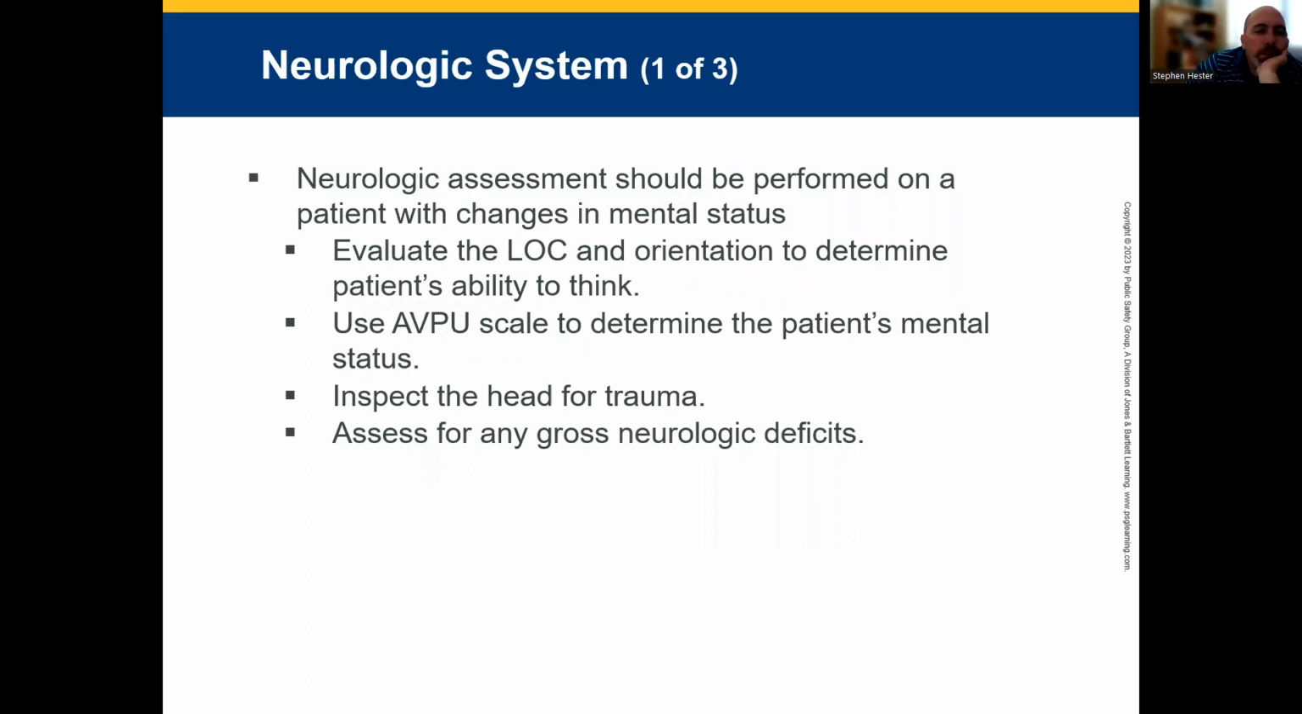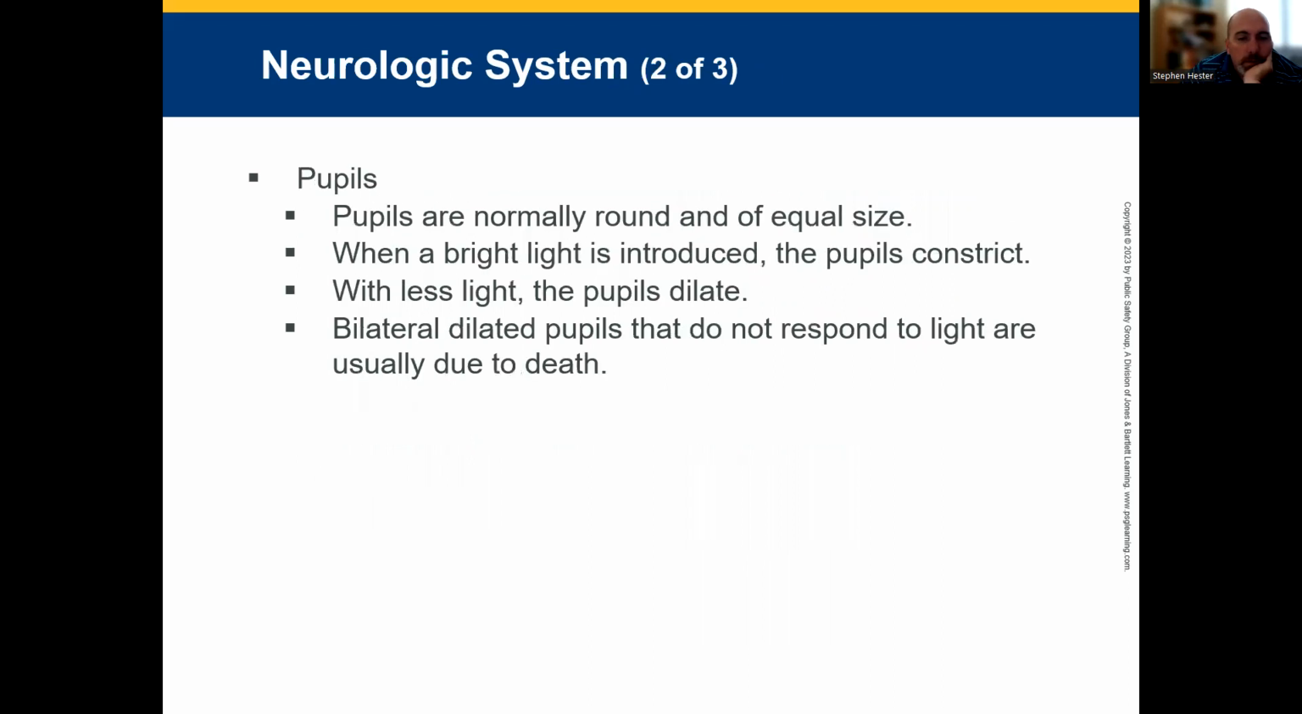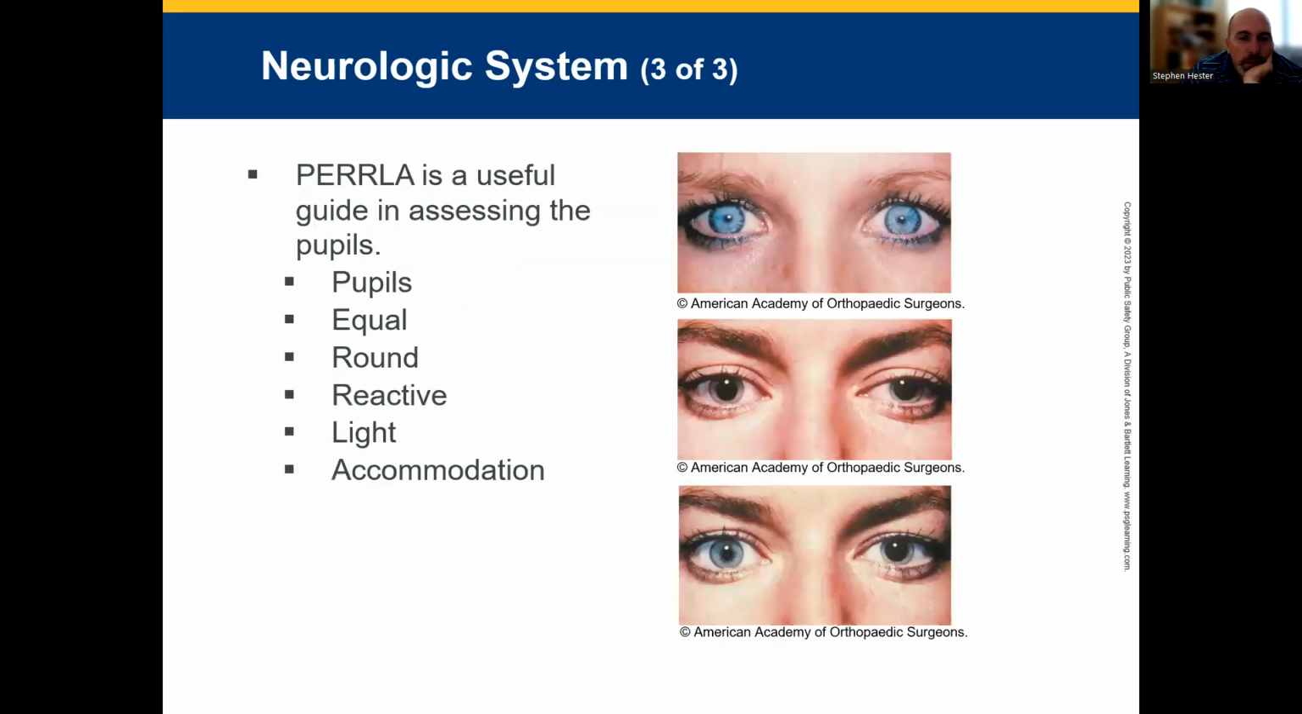All right, with your neurological system, you want to be able to assess, evaluate the level of consciousness and orientation. Use the AVPU, put in the GCS. Pupils are equal and reactive, one constricted, both of them constricted. Is one dilating faster than the other? All kinds of things that can go there. And here's your PERRL, pupils equal, round, reactive to light, and accommodation.